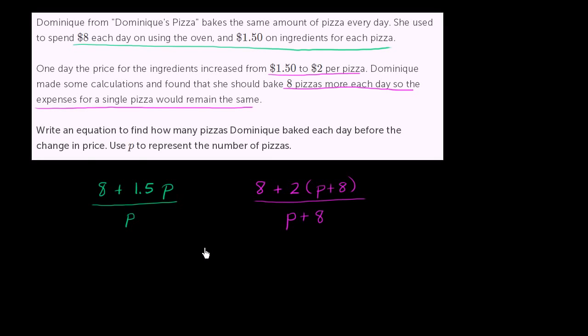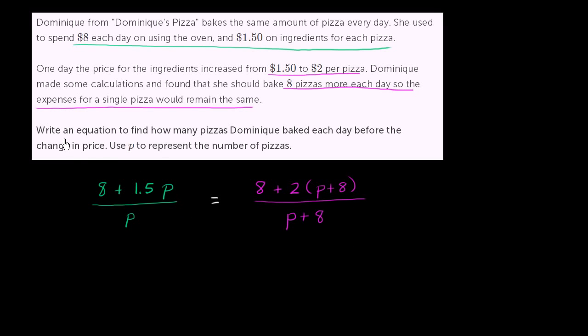And the problem tells us that these two things are equivalent. Here you had a higher cost in ingredients per pizza, but since you are now baking more pizzas, you're spreading the oven cost amongst more and more pizzas. So let's think about what P has to be. P has to be some number of pizzas so that these two expressions are equal. Her total cost per pizza before, when she only made P, is going to be the same as her total cost per pizza when she's making P plus 8 pizzas. So these two things need to be equal.